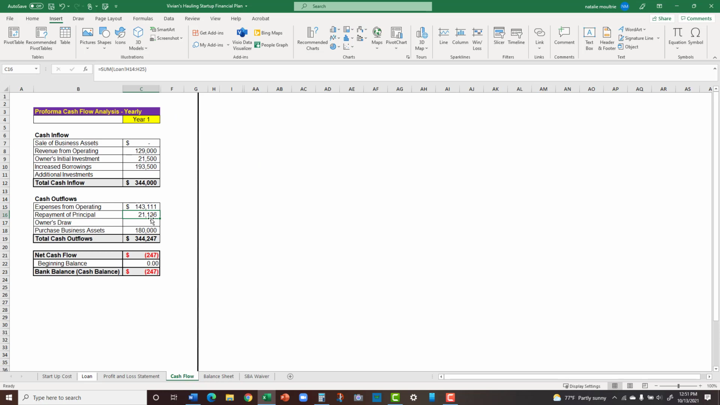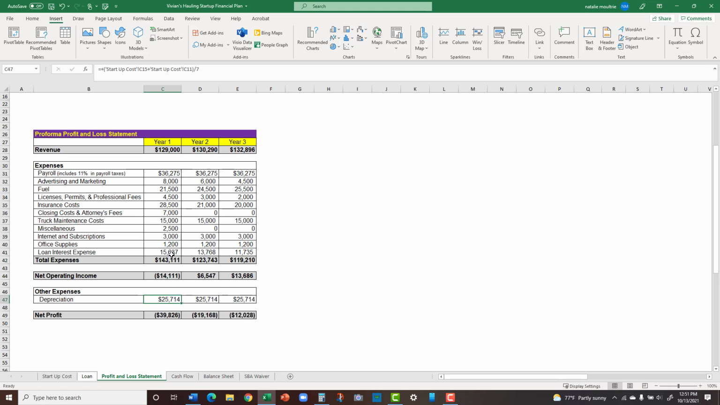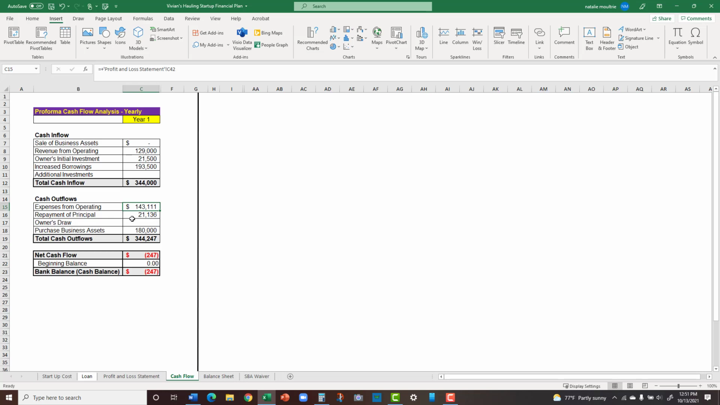So $21,136 principal is part of our outflow. We've already included the interest in this figure. So let me just show you. The $15,637 is here. It's already accounted for. And so we're going to account for the principal here as part of our outflow money that we paid out. And we also purchased our assets as well. This is the dump truck and the furniture equipment.